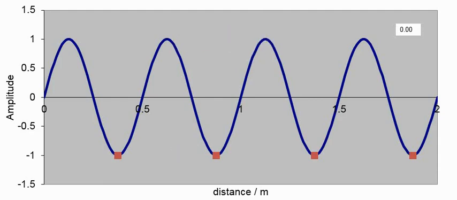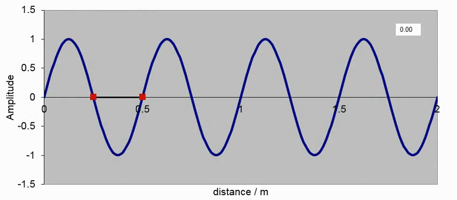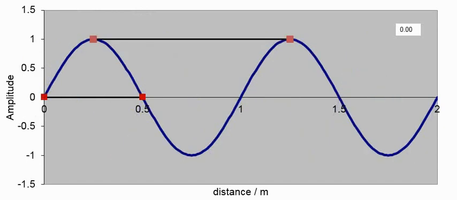Now we're ready to learn about wavelength. The wavelength of a wave is the distance from crest to crest, or trough to trough. It can also be measured as twice the distance from one node to another. Okay, let me change the wavelength of this wave and see if you can now tell me what the wavelength of this new wave is. Do you see that the distance from crest to crest goes from 0.25 meters to 1.25 meters? That tells me the wavelength of this wave is 1 meter.